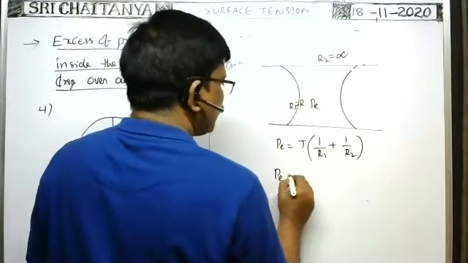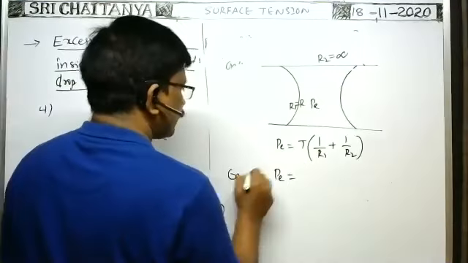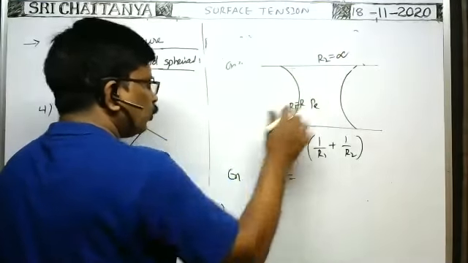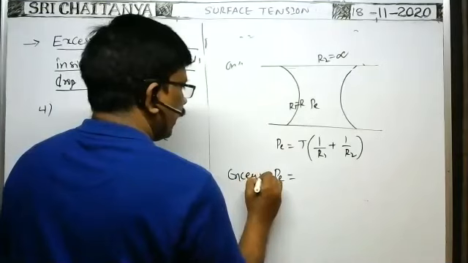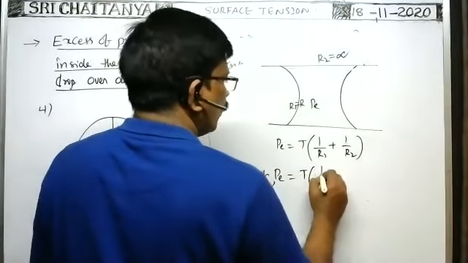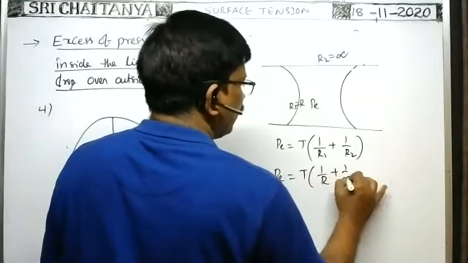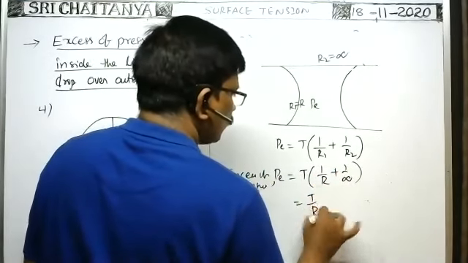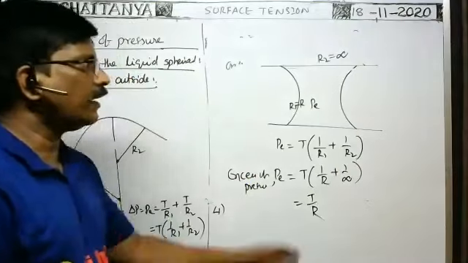Then the excess pressure inside the liquid drop in between the two glass plates is equal to T into 1 by R1, meaning R, plus 1 by infinity. That is equal to T by R. It is the excess pressure inside the liquid drop here.